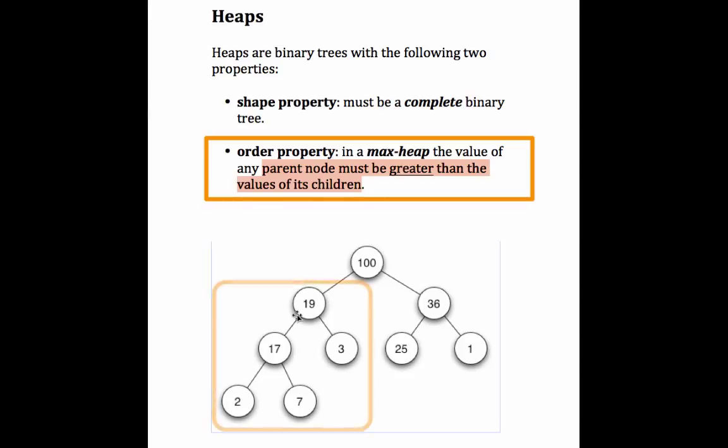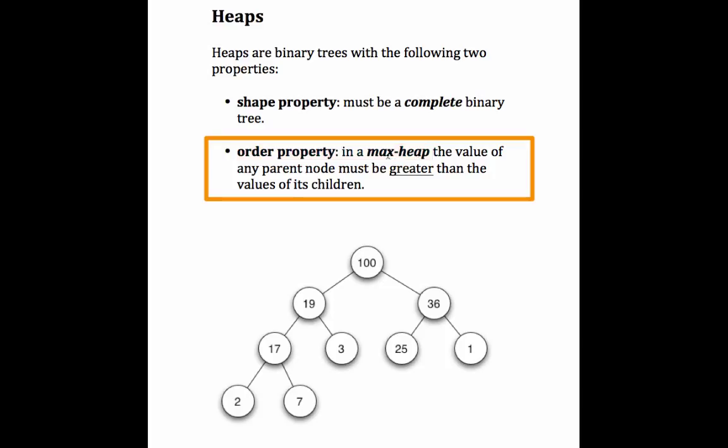So if you choose, for example, 19 as a parent node, that means that the value of this node has to be greater than the value of its children, which happens to be the case: 19 is larger than any value here. 36 has a value that is larger than its two children. 17 has a value that is larger than its two children. So we apply the order property recursively when we create the tree and when we add and when we delete.